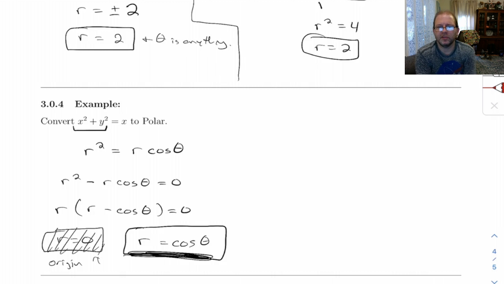And notice what we got out of this. We got a circle. This right here, if you looked at it, is a circle as well. If you wanted to find the center and radius, you'd have to do some completing the square and stuff. But anyway, this gives us a circle.